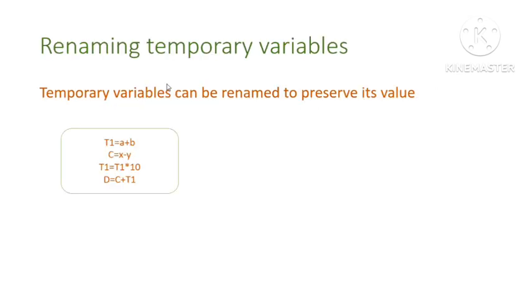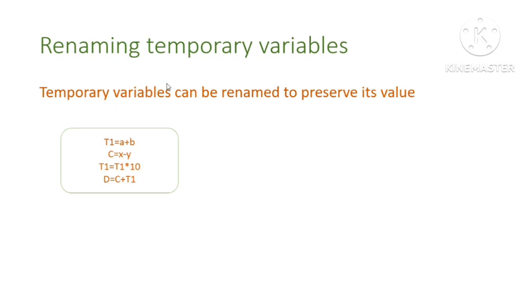Now we will go for the third one, called renaming temporary variables. Why do we have to rename the temporary variables? In certain cases we have to preserve the value. When temporary variables keep on changing, the previous value cannot be restored. So in that case, if we want to preserve it, we have to rename it.